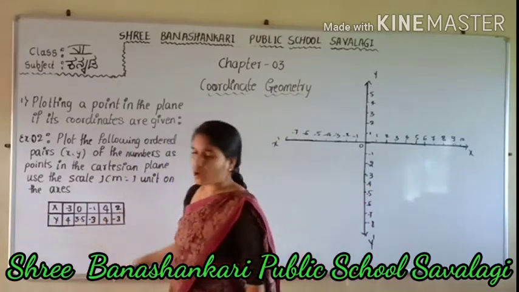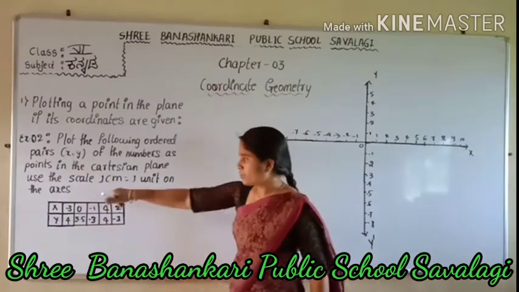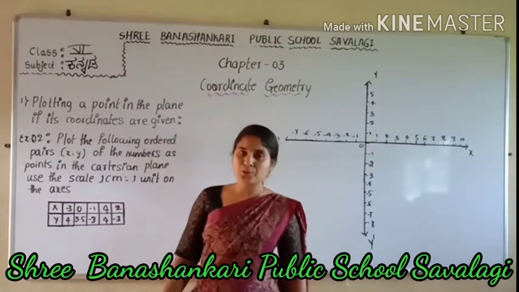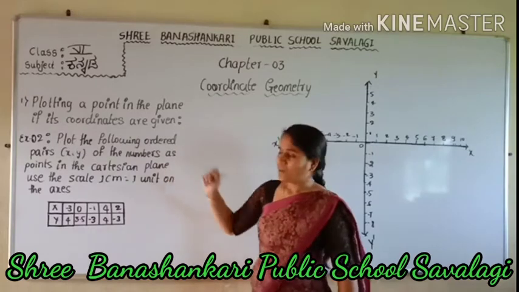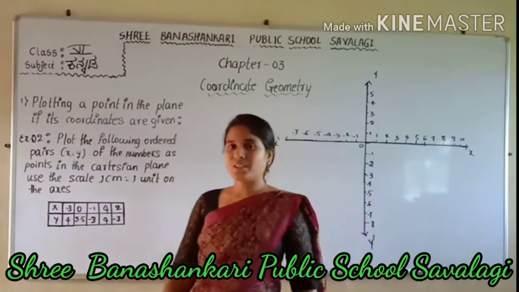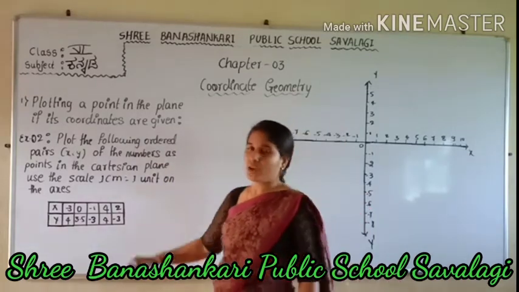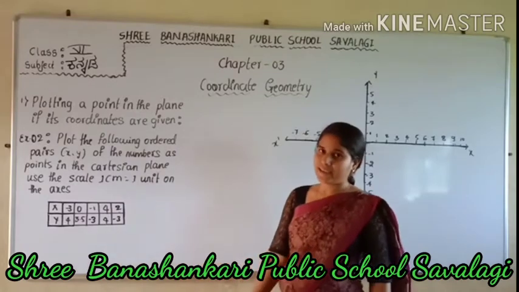They have given the xy coordinates, and use the scale 1 cm equal to 1 unit and draw the Cartesian plane and locate all these coordinates of x and y.